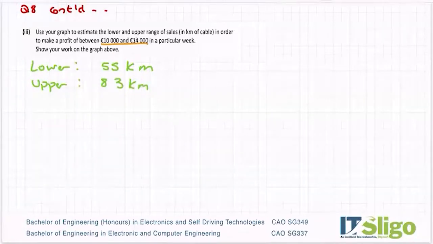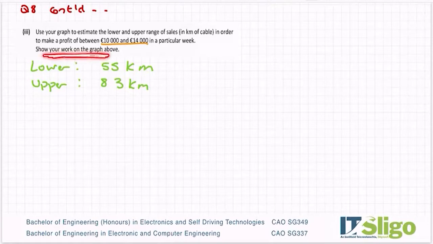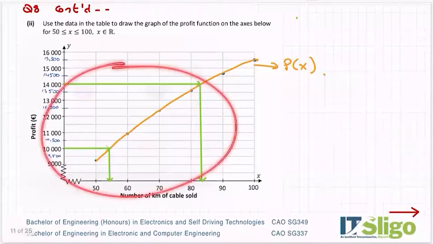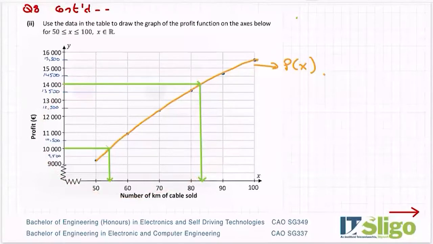Kilometres of cable. Use your graph to estimate the lower and upper ranges in sales in order to be able to make a profit. Show your work on the graph above. So that's what the marks are for. You can see there's no computation, no adding or subtracting, in these types of questions. The marks are going for, can you read a graph? So there were 5 marks for being able to read off those two values.